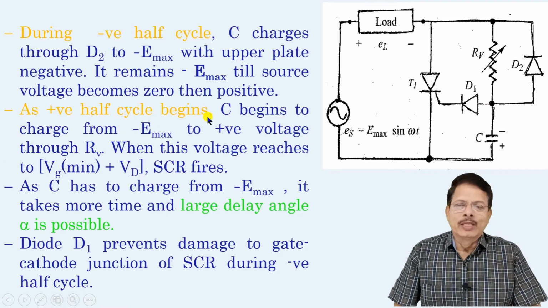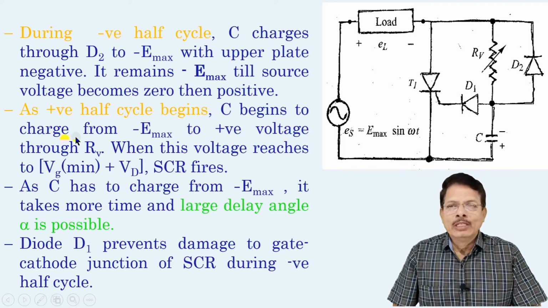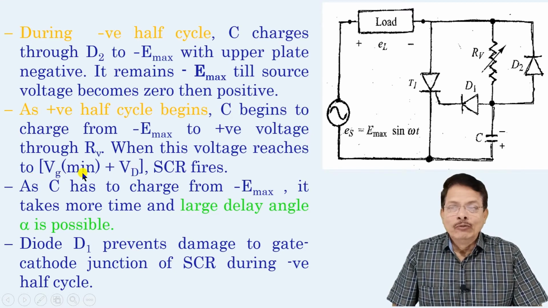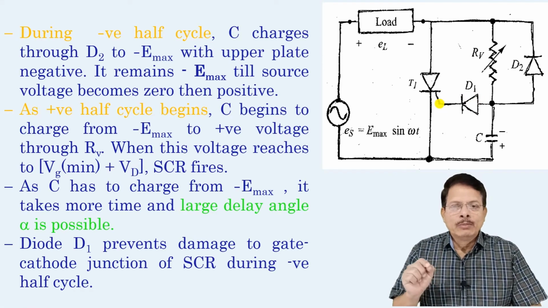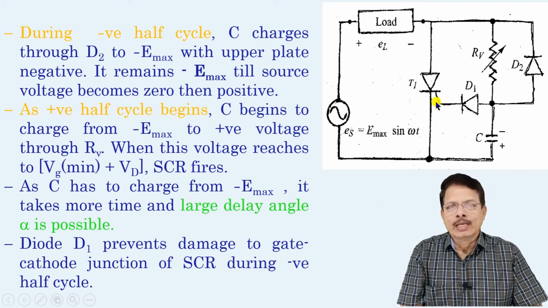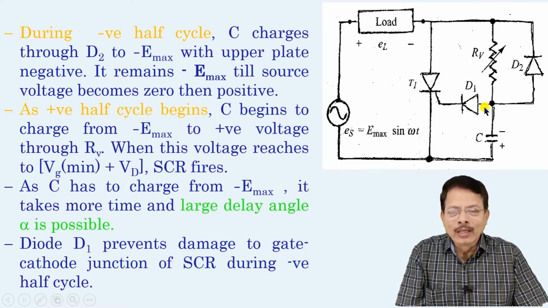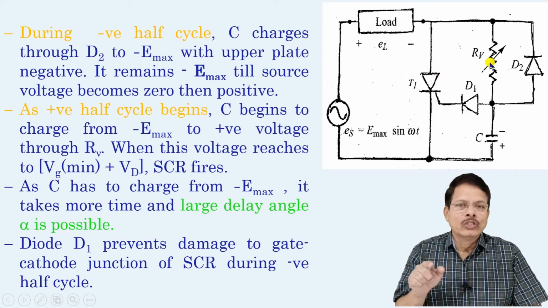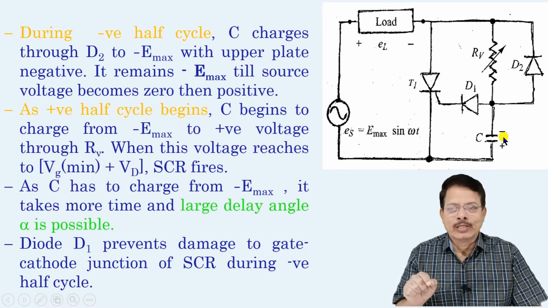So as the positive half cycle begins, capacitor C begins to charge from minus E max to positive voltage through RV, and when this voltage reaches Vg minimum plus Vd, this is the diode voltage drop, and here the gate needs Vg minimum. What is Vg minimum? The minimum gate voltage required to trigger this SCR. So when VGT plus this diode voltage comes here, the SCR will trigger, and when that happens is decided by this charging resistor and the value of the capacitor, right?